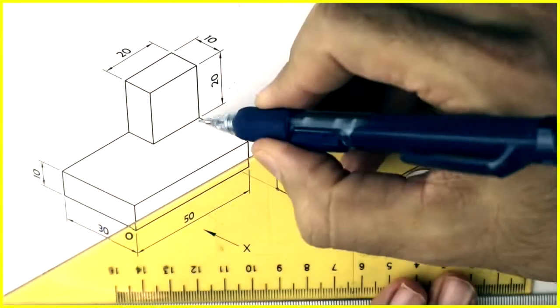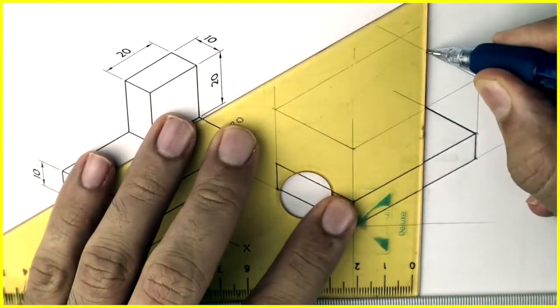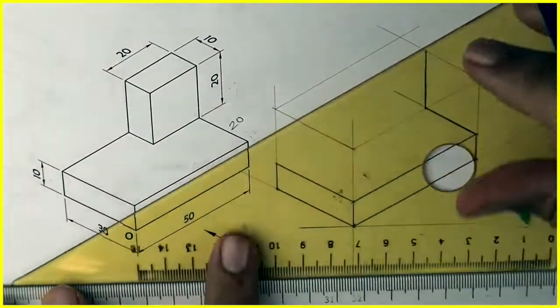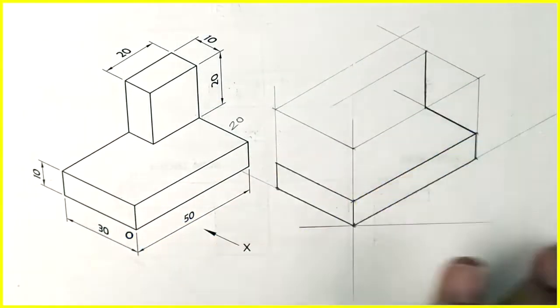And from there we'll draw 20 by 20 rectangle, square. See this, 20, 20, 20, 20, right? So it is a square, so we will draw that square.